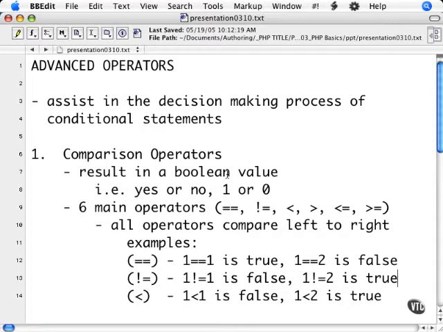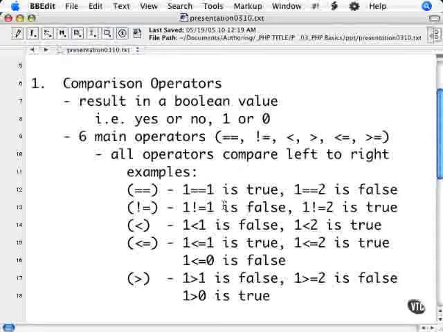Now that you are familiar with some basic operators, we are going to cover some of the more advanced ones. These ones are also known as decision-making operators, since they assist in the decision-making process of condition structures in PHP. That may sound like a difficult concept, but you will understand that completely by the end of this and the next chapter. First are comparison operators.